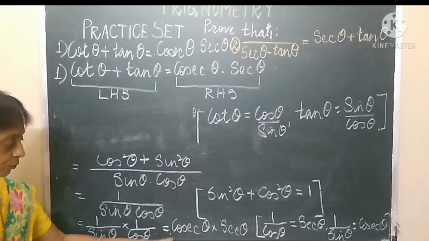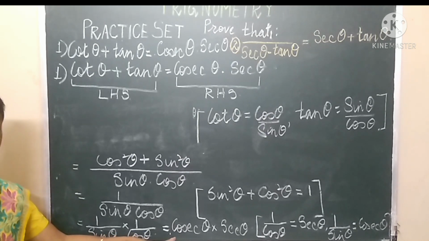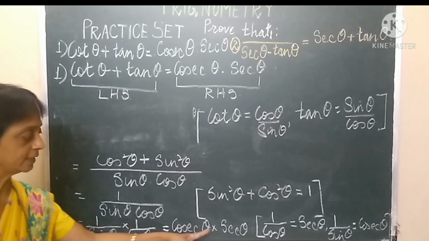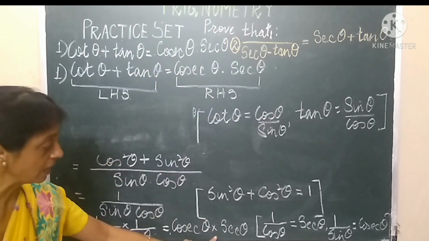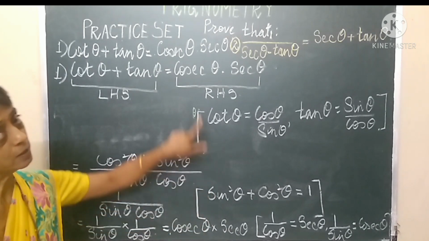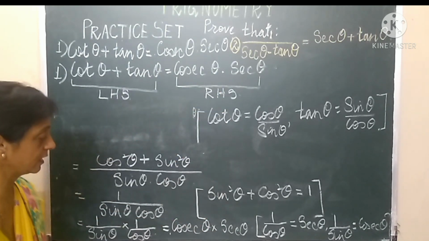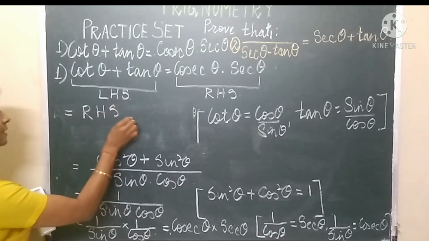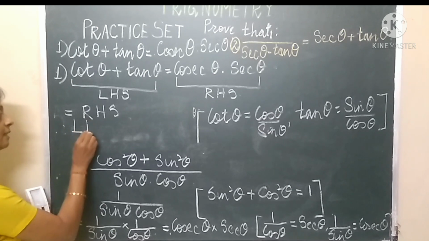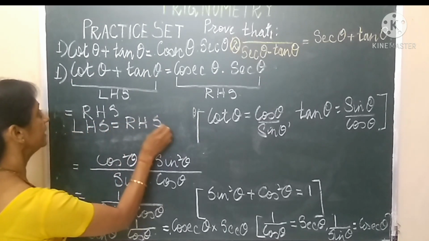What have we reached to? We have reached a step where the left hand side answer gives us a simplified step as cosec theta into sec theta. Let's observe what is on the right hand side of the given problem. Is it tallying with the same expression? Yes, cosec theta into sec theta. So we can say this is equal to your right hand side. Thus it is proved that left hand side is equal to your right hand side.